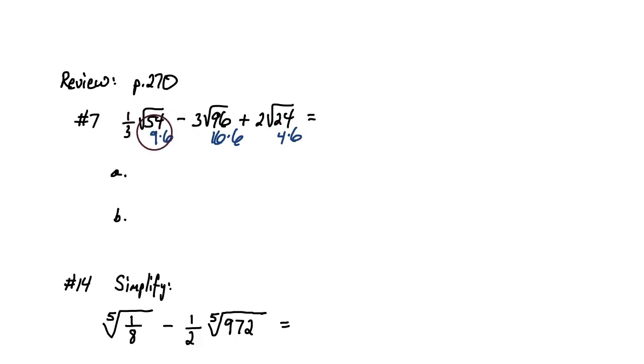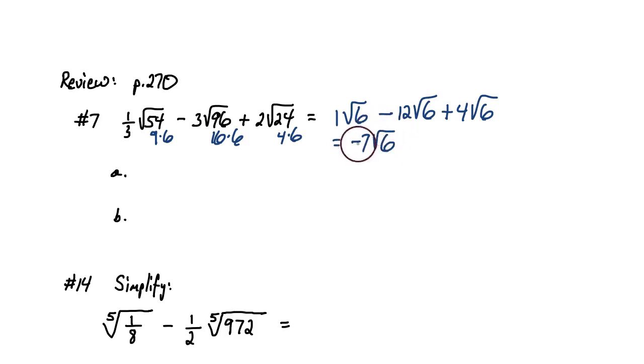All right, the square root of 9 is 3, and 1/3 times 3 makes 1 square root of 6. Now in the middle, the square root of 16 makes 4, and 3 times 4 makes 12 square root of 6. Now on the end, the square root of 4 makes 2, and 2 times 2 makes 4 square root of 6. Let's combine all these like radicals. 1 minus 12 is negative 11. Negative 11 plus 4 is negative 7 square root of 6.